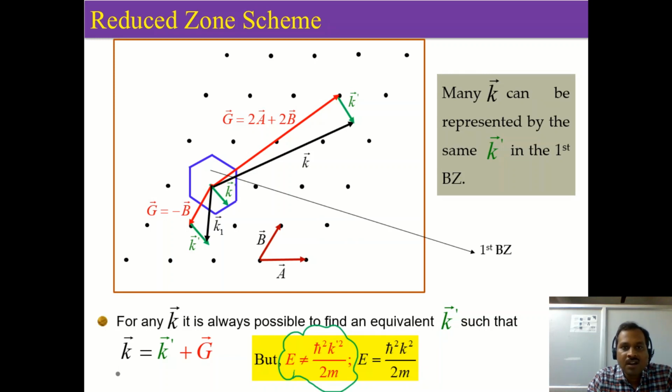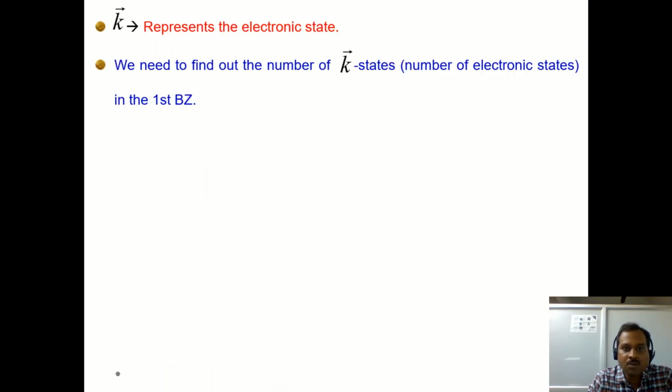So our next task will be to find out the number of k states, or the number of k vectors, inside the first Brillouin zone. Only then can we draw the electronic band structure in the reduced zone scheme. This task we will be doing in our next lecture. Thank you.